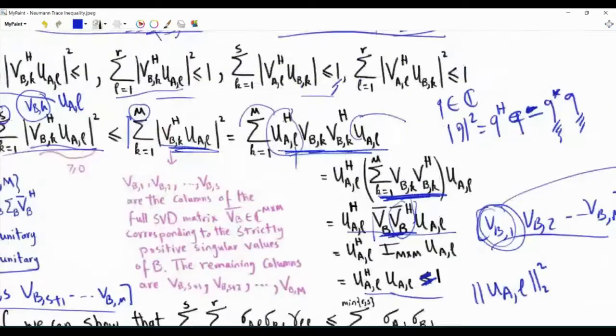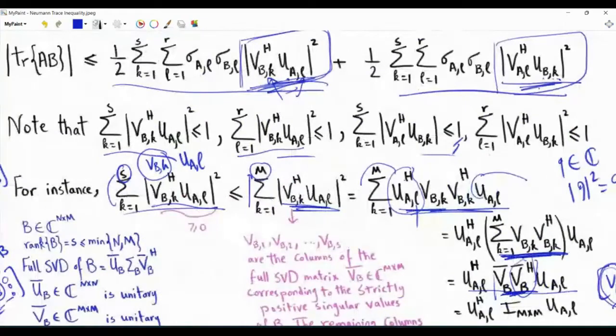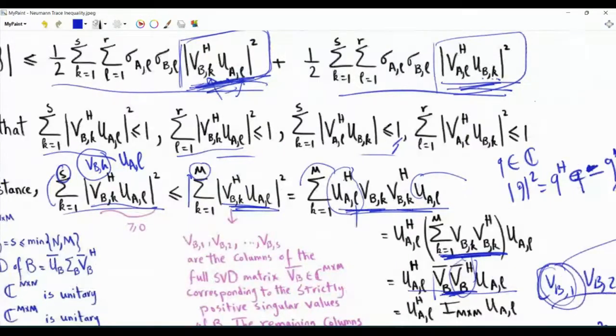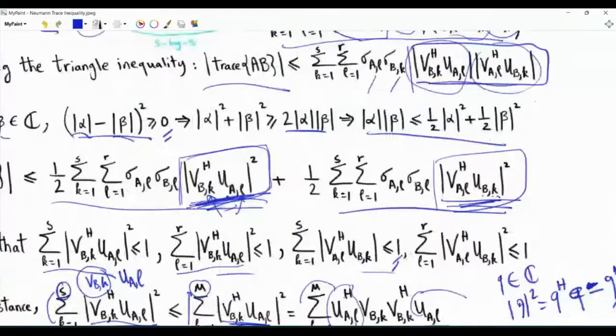And the same trick of extending the sum and using the full SVD can be used to show that those terms, again, have this nice property that if you take those terms, this or that, and you do a sum over k or a sum over l, you always get a sum that is upper bounded by unity. So now we are very close to our desired result.